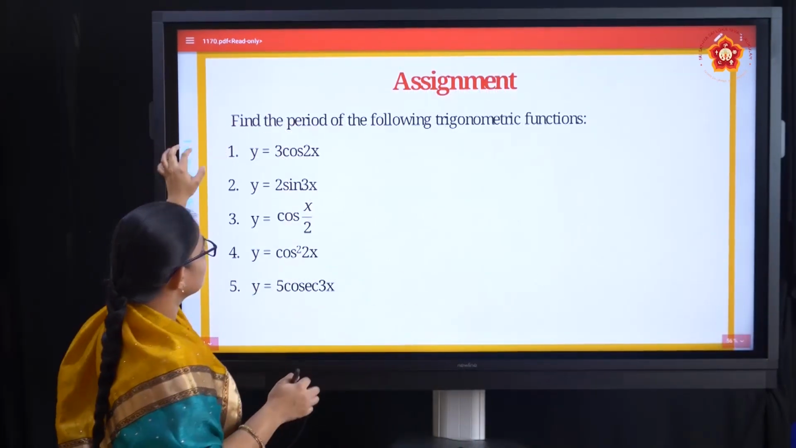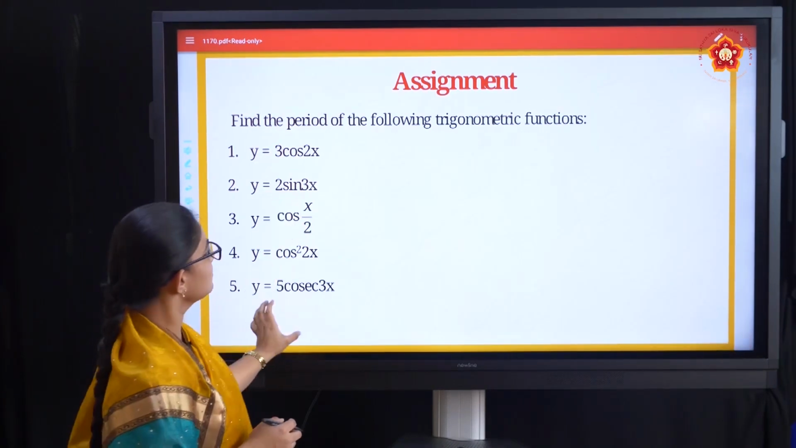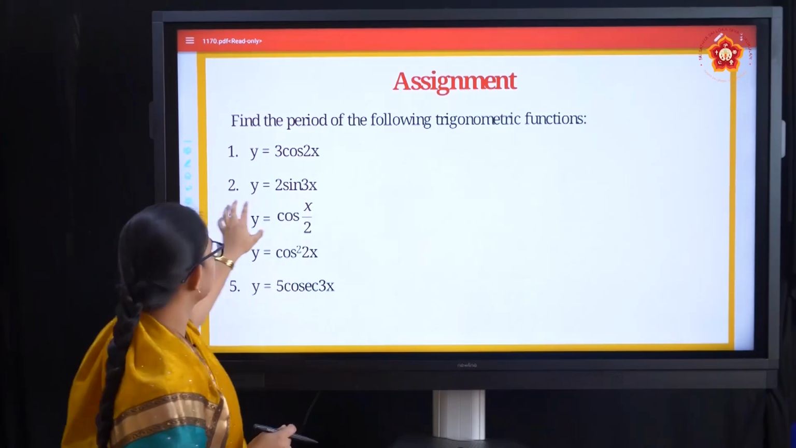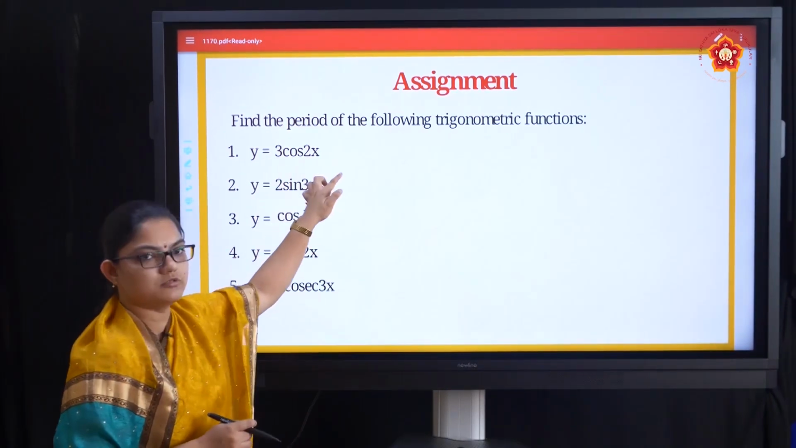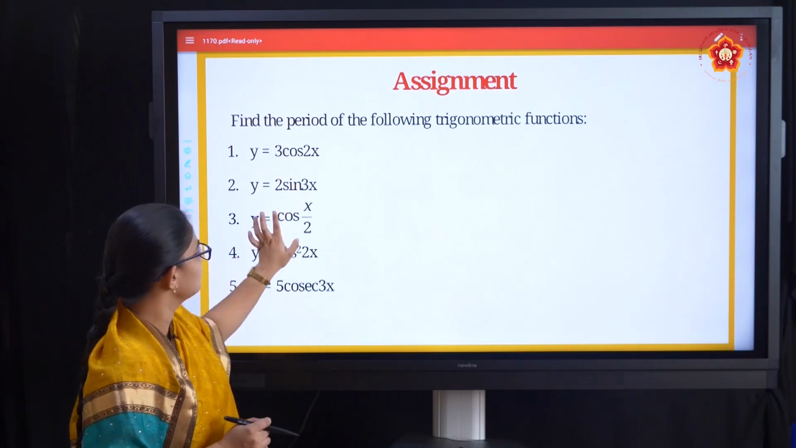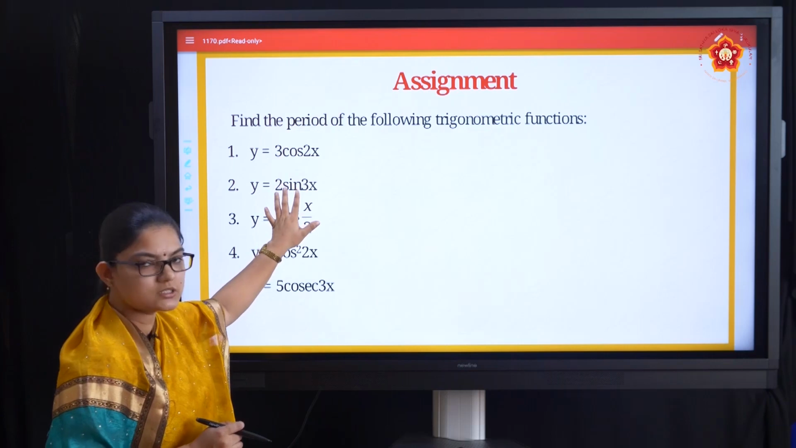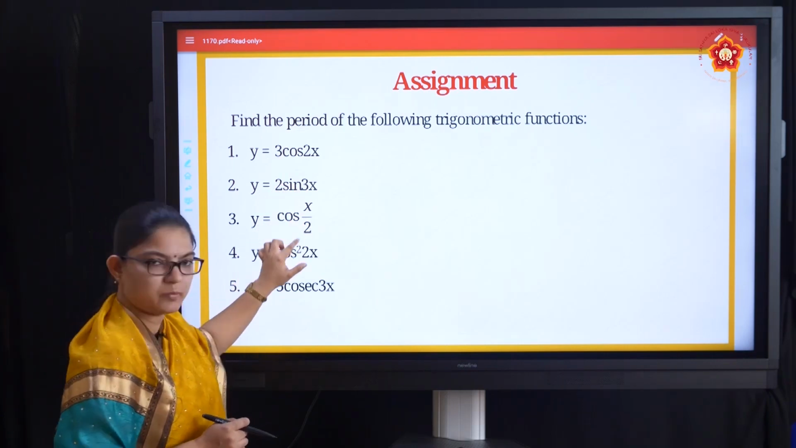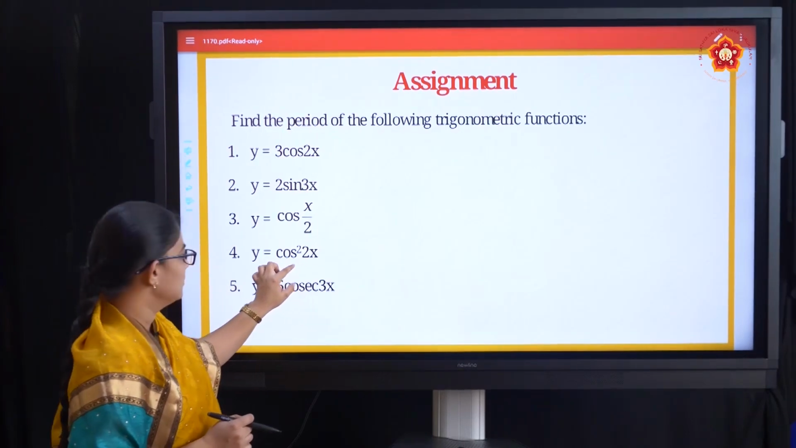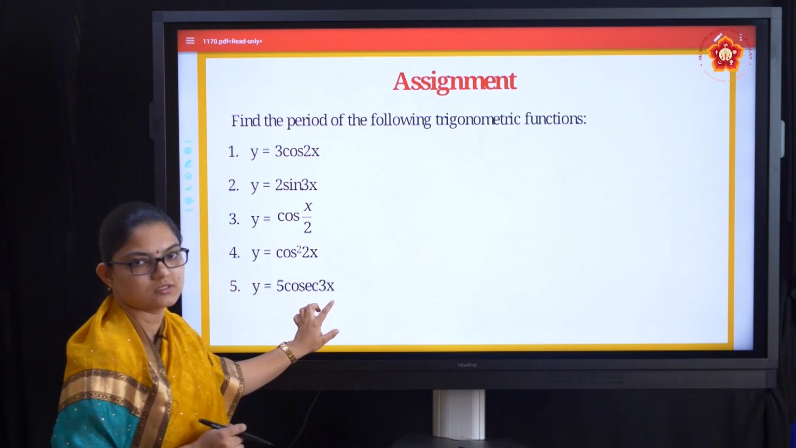So now we have come to an end of this particular session, where we have an assignment question. Find the period of the following trigonometric functions, where the first function is 3 cos 2x. So here you have to find the period of cos 2x, which will be the period of 3 cos 2x. Next we have 2 sin 3x. Next we have cos(x/2). Next we have cos square 2x, and next we have 5 cosec 3x.